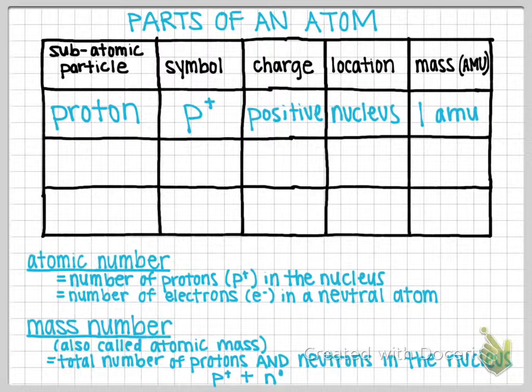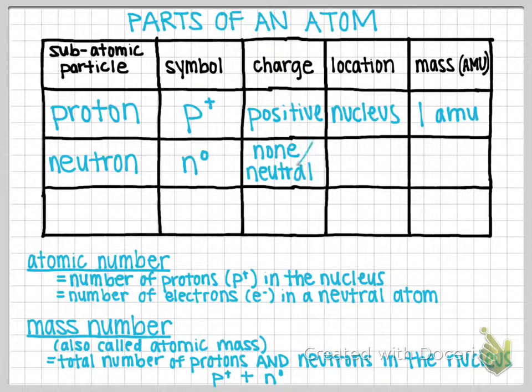The next subatomic particle is the neutron. The symbol for a neutron is an N with a little 0, and that 0 symbolizes its charge, which is none, no charge, or neutral. The neutron is located in the nucleus, and its mass is also approximately 1 AMU.